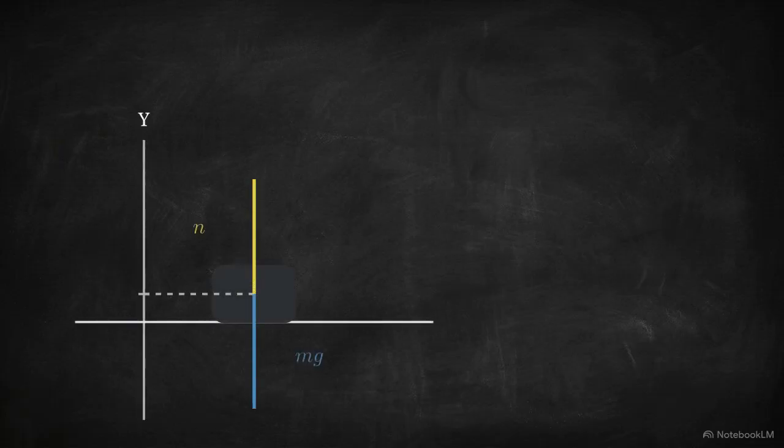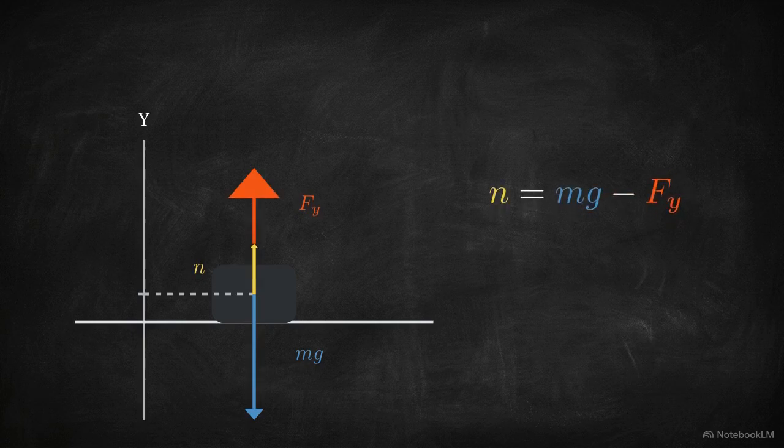Analyzing the y-axis reveals that the angled pull is lifting the block slightly. Consequently, the upward normal force from the table is no longer a static match to the weight. The normal force is now a dynamic value. To maintain vertical equilibrium, it adjusts to equal the total weight minus the upward component of the pull.